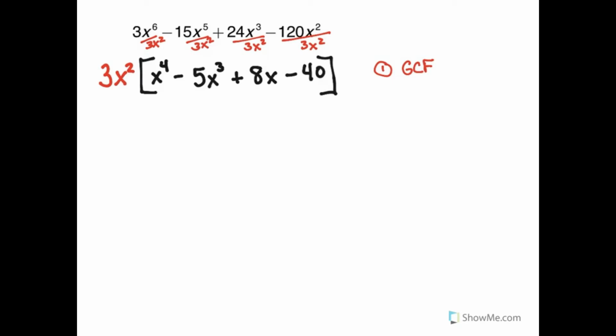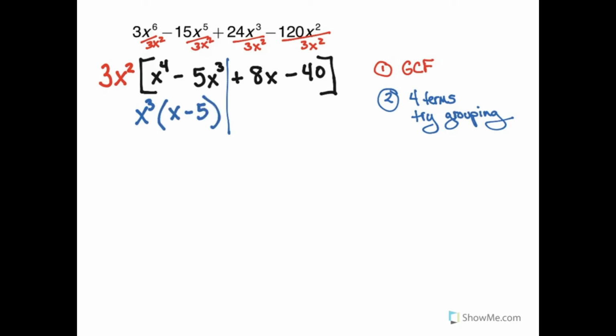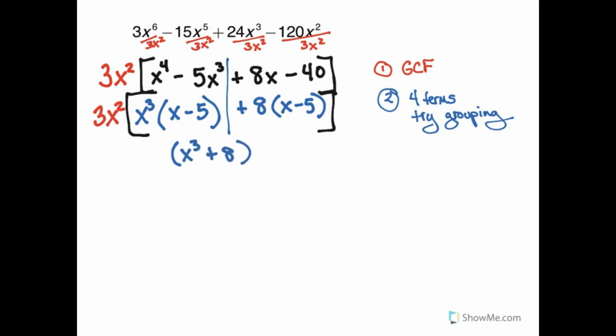Well, now I have a 4-term polynomial, so I'm going to try factoring by grouping. For the first half, I can pull out an x cubed. That's going to leave x minus 5. And for the second part, I can pull out an 8. And that leaves x minus 5. If you have a tendency to forget the GCF, write it at every step so you don't. When I complete the factoring by grouping, I have x cubed plus 8 times x minus 5. And the 3x squared is still in front.